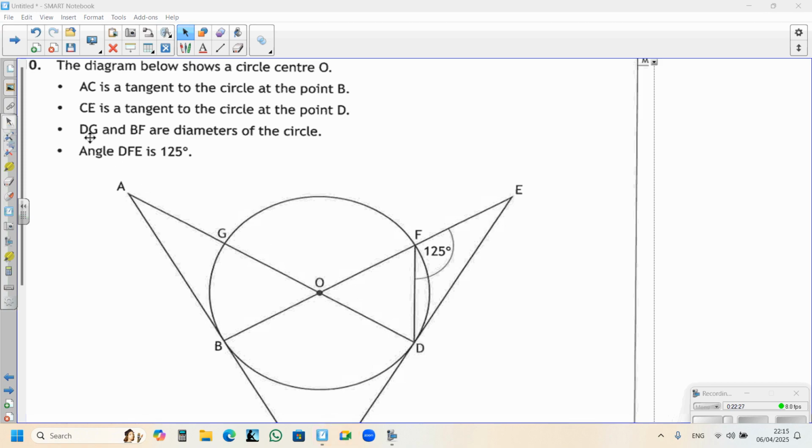It says BG, DG and BF are diameters. So we've got diameters of the circle there and a diameter there. And it tells us that angle DFE is 125 degrees.